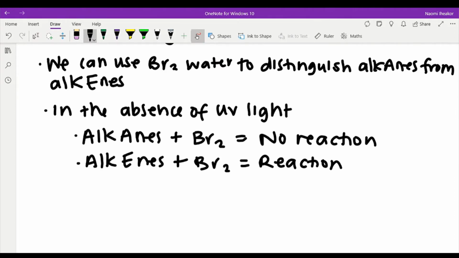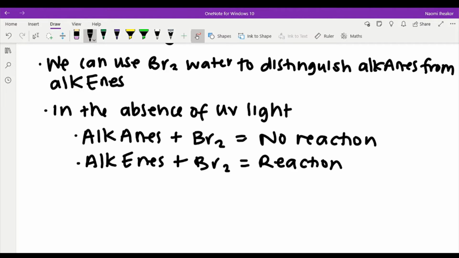And so what I've just written there is that in the absence of UV light, the reaction between bromine and alkanes cannot be initiated because there's no UV light present, whereas the reaction of alkenes with bromine will proceed anyway because it doesn't need UV light to be initiated. And so the other thing to understand is that bromine water is orange in color, and so as bromine is used up in a reaction, the solution color should change from orange to clear as the bromine is used up, whereas if bromine is not used up, there will be no color change. And so we can use that information to distinguish between alkanes and alkenes.